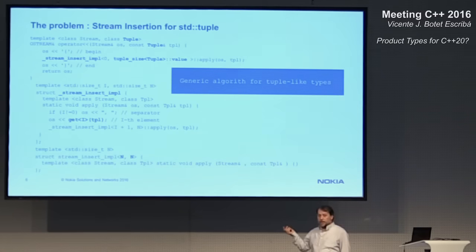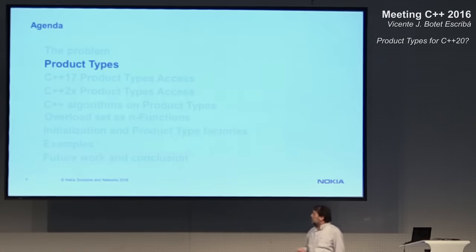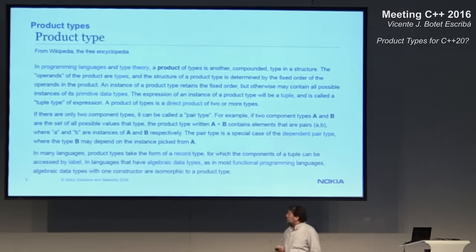Anyway, we have here that with the tuple-like interface, we are able to have a generic solution for tuple-like types. So what are product types? Let's see, in Wikipedia, we say that a product type is a composite type of other types in which the order is important. Okay?